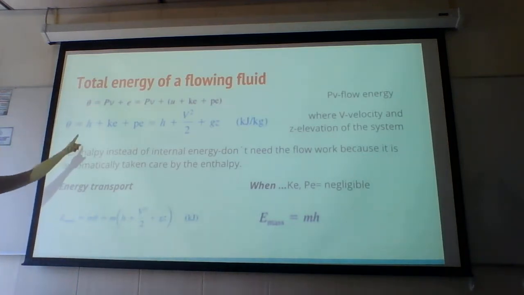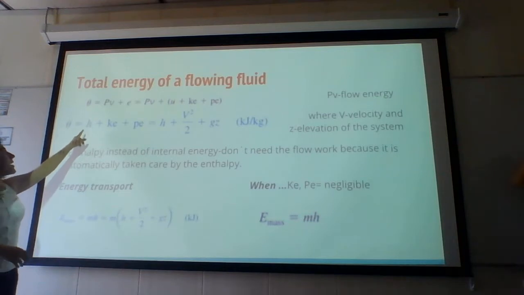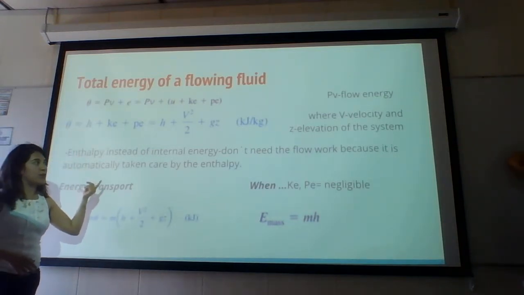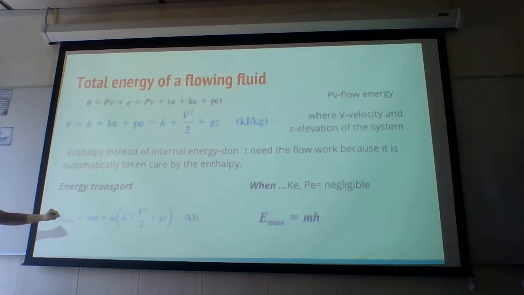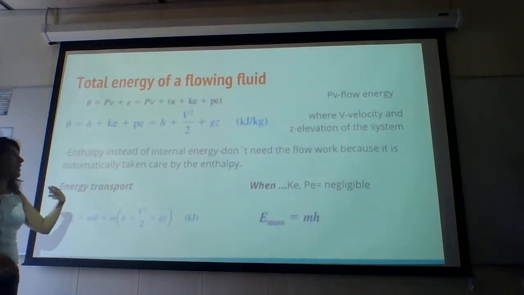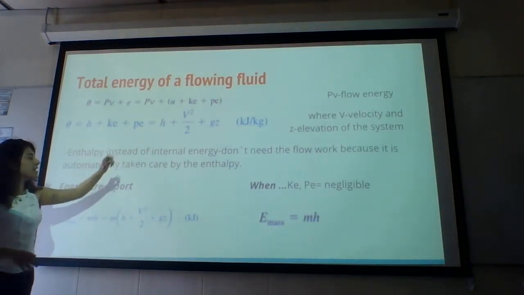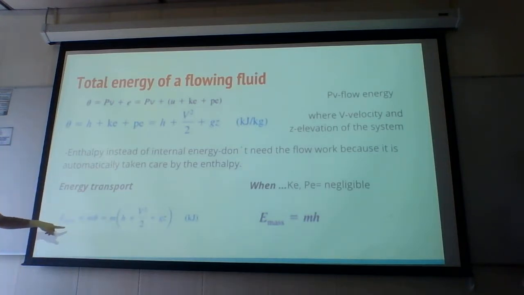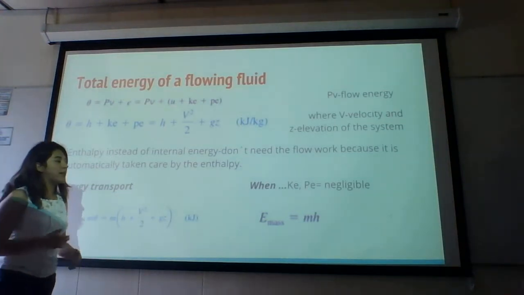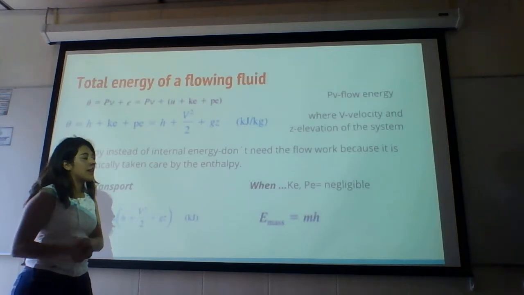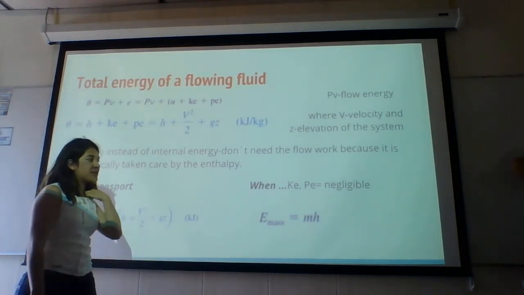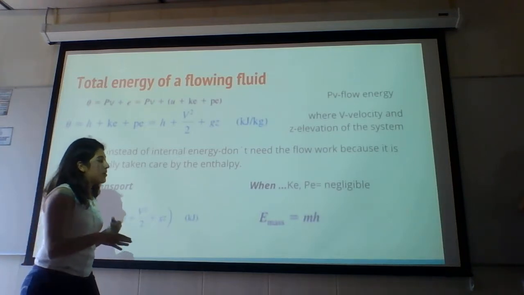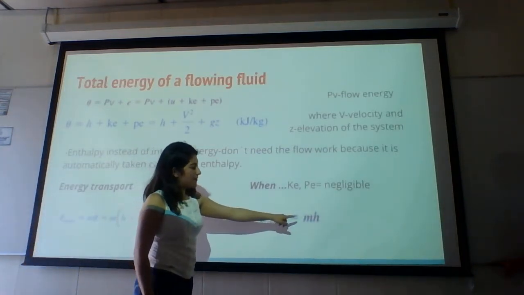And this helps us because if we have the enthalpy, we don't need to calculate the flow work. And for energy transport, we can multiply this by the mass, and we obtain it. In most cases, the kinetic energy and potential energy are going to be zero, so we're going to only have the mass and the enthalpy.